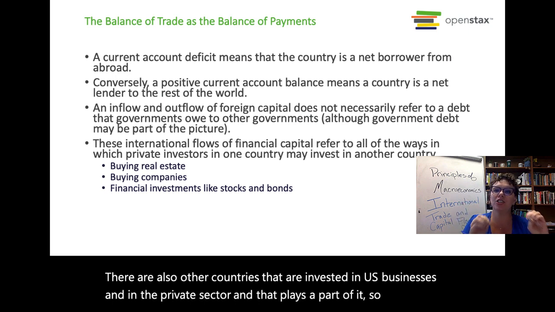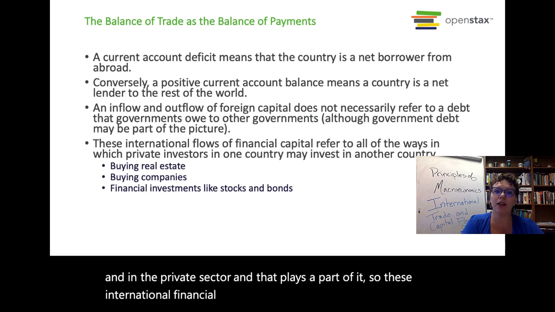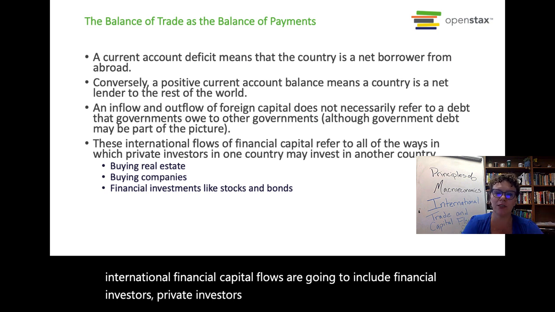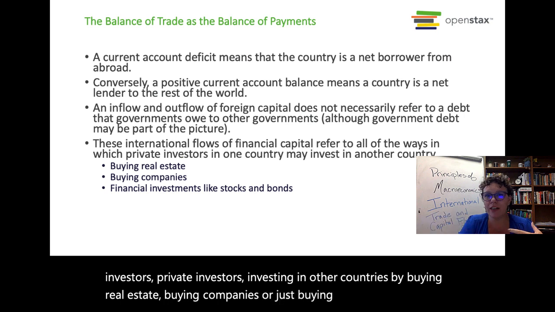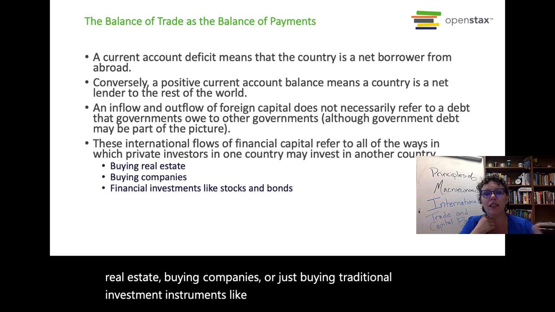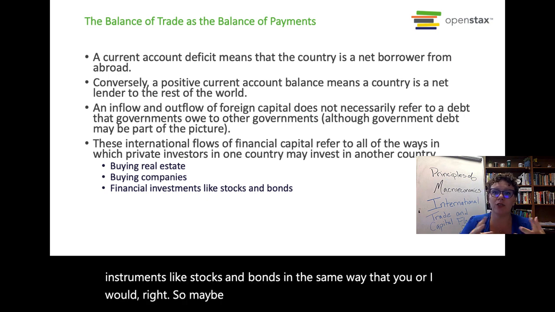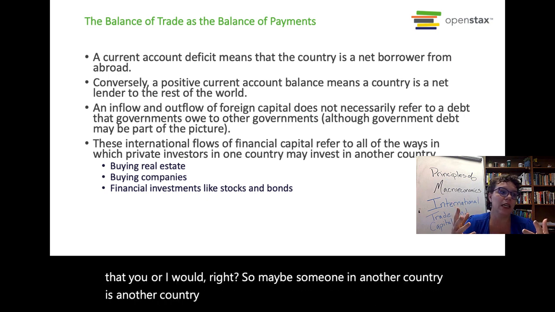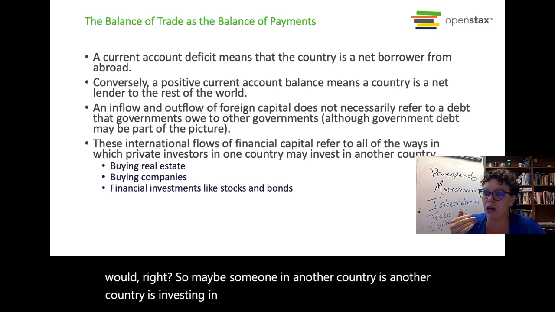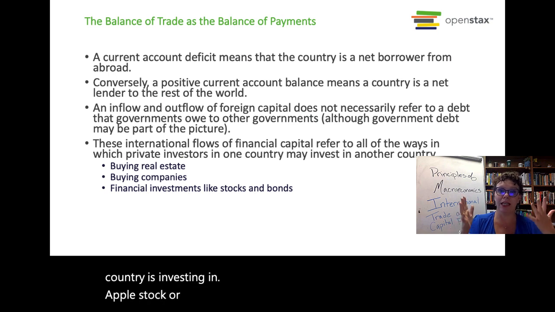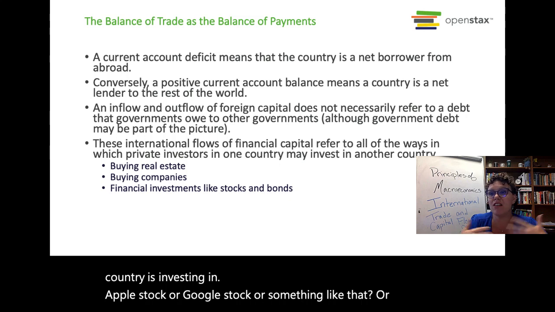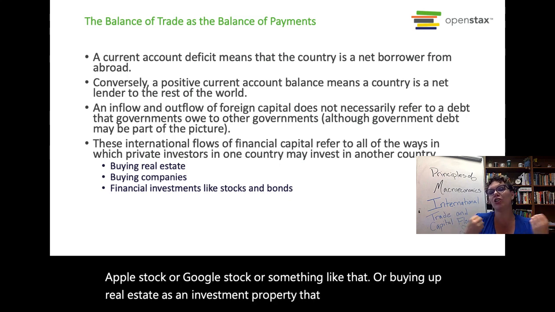So these international financial capital flows are going to include financial investors, private investors investing in other countries by buying real estate, buying companies, or just buying traditional investment instruments like stocks and bonds, in the same way that you or I would, right? So maybe someone in another country is investing in Apple stock or Google stock or something like that, or buying up real estate as an investment property. That also factors into the balance of payments.